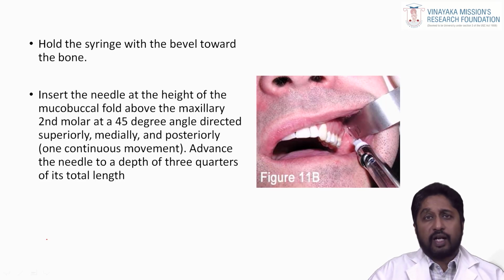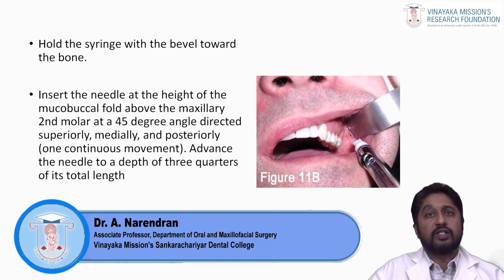So it is very simple. Your landmark will be your second molar, and your injection angle will be 45 degrees. You will be inserting superiorly, medially and posteriorly. It is one continuous movement; you do not retract it each time and put it in again. It is one continuous movement when you insert it.